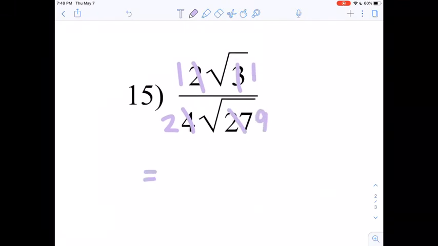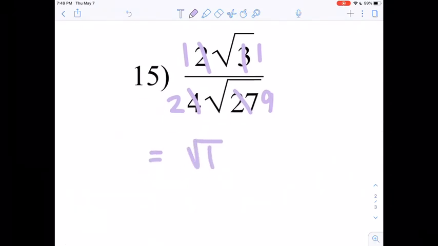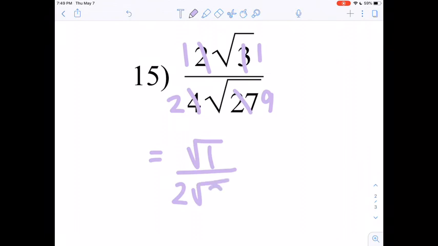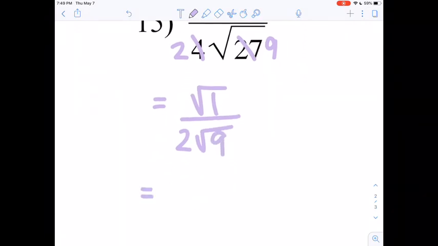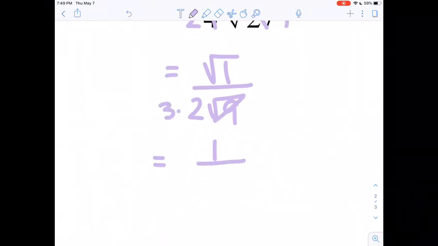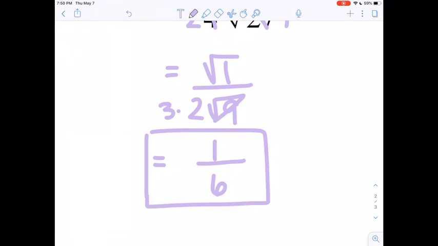So in the numerator, I actually have the square root of 1, and then 2 times the square root of 9. Well, hopefully you guys recognize right away the square root of 1 is always just 1. And the square root of 9 is 3, and that 3's got to multiply by that 2. So 3 times 2 is 6, and because 9 is a perfect square and there's no other number inside of that radical, there's no square root left. So your final answer is 1 over 6.